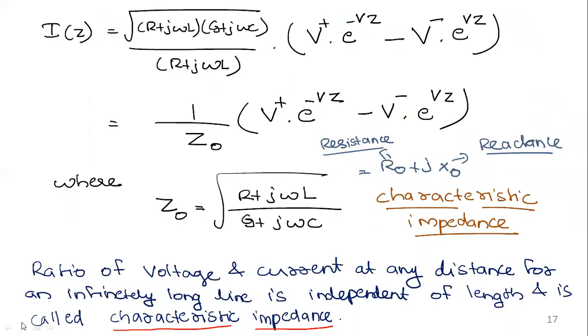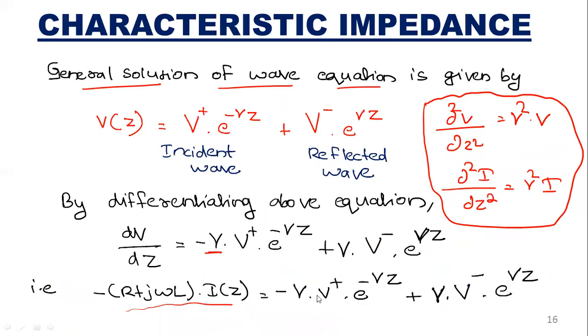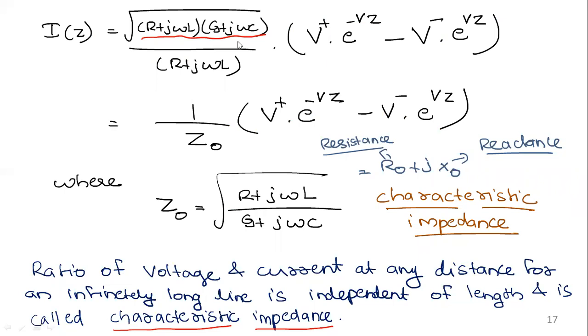So I(Z) is equal to root of (R plus jωL) into (G plus jωC). How does this term come? This term comes from γ, because we have γ common in both the terms. So γ we will take common, and γ is root of (R plus jωL) into (G plus jωC). This also we have seen in the last derivation. That's why I told you the last class is very important when you move on to study characteristic impedance.